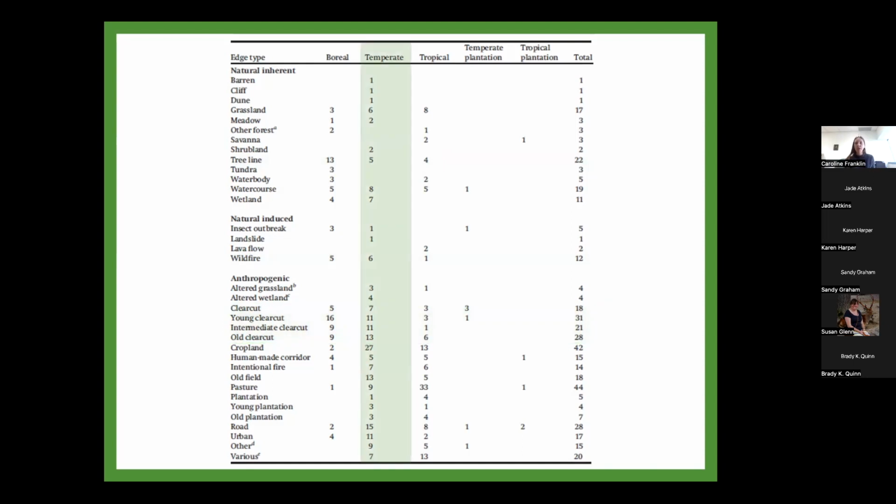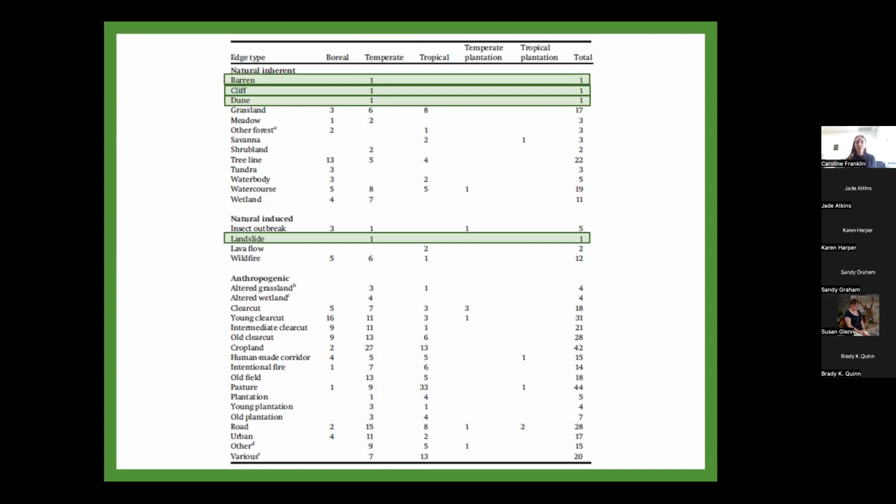And then we noticed that in terms of forest type, most of the studies occurred in temperate forests, which is kind of what we would expect. The studies that occurred in the different edge types really varied by forest type. We can see in boreal forests, a lot of the studies occurred at harvested edges, as well as wildfire and insect outbreak edges. And then for tropical forests, pasture edges were especially prevalent.